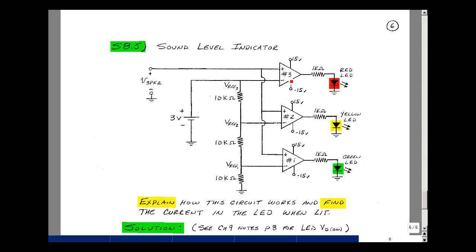The circuit consists of 3 comparators hooked up to 3 LEDs. This is a configuration of a non-inverting crossing detector, where I have a voltage coming in and I have a reference voltage at the minus terminals. We'll calculate those just shortly.